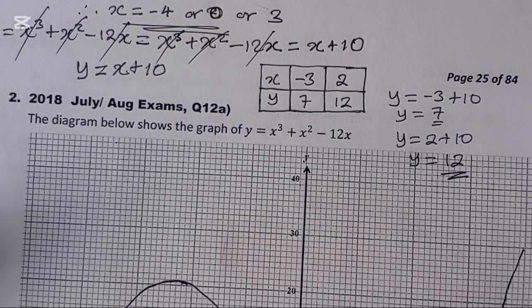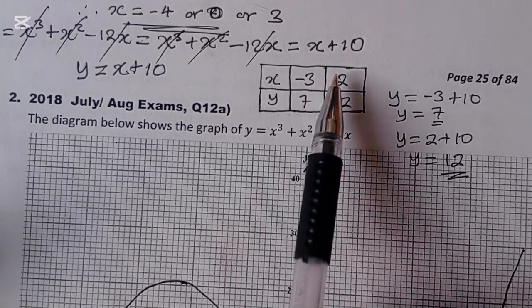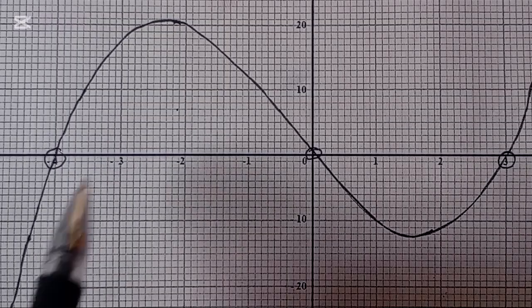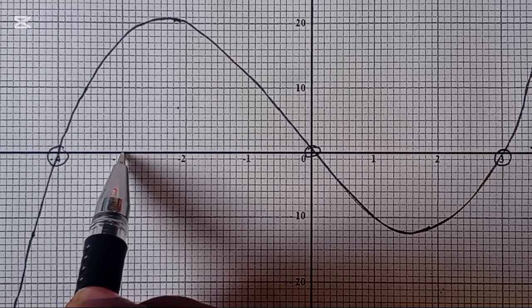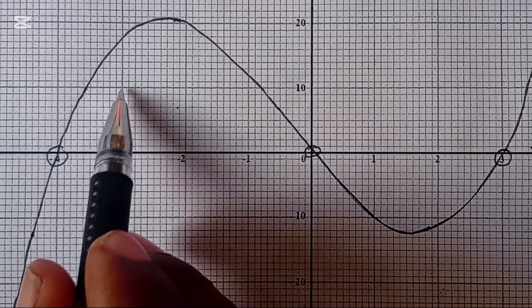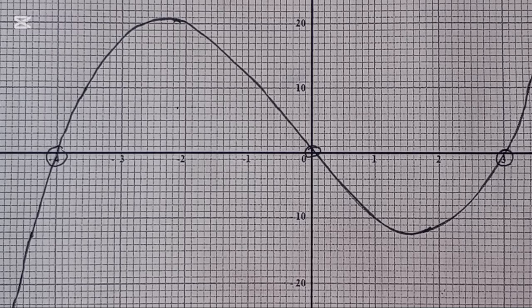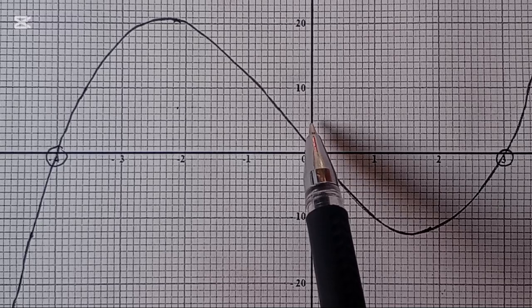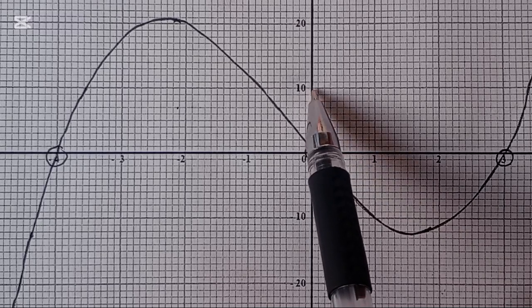So from there now, I am going to plot. Okay, negative 3, 7, and 2, 12. So this is negative 3. Negative 3, positive 7, it is this side. So you have to look at the range. The range that we have is 2 centimeters to 10 units. That simply means that this small box is 1. So 1, 2, 3, 4, 5, 6, 7, 8, 9, 10.